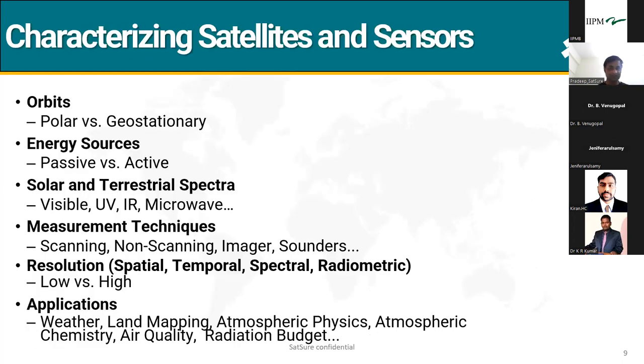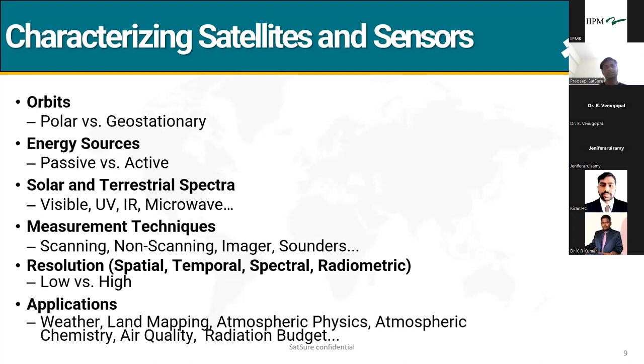Again, the characterization of any satellite and sensor: the orbit side, which I explained earlier, polar and geostationary; the energy source, passive and active. Solar and terrestrial spectra, again, visible, ultraviolet, infrared, and microwave. That also I will show you, how we can see the spectrum. Let's say if any light is coming, in which particular wavelength that light is coming, on the basis of that the features' characteristics will also change, on the basis of that spectra. Then the measurement technique side, again scanning, non-scanning, or imaging sounder, and the resolution side.